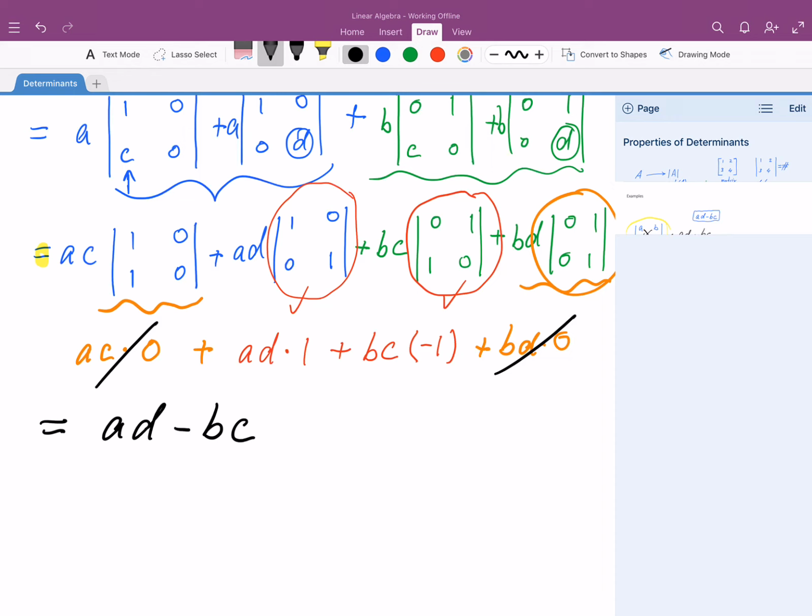In the next video, we're going to understand more properties. That is going to make our work a lot faster, a lot easier, and it's going to give us some insight of how in the future we can apply these ideas to systems of equations.